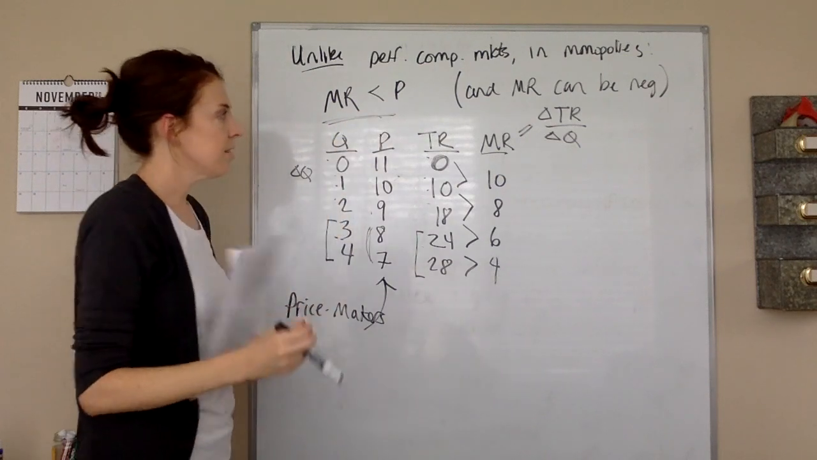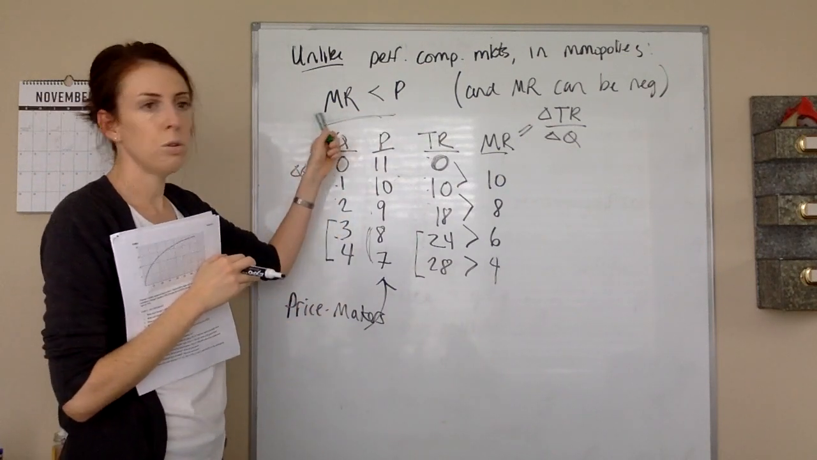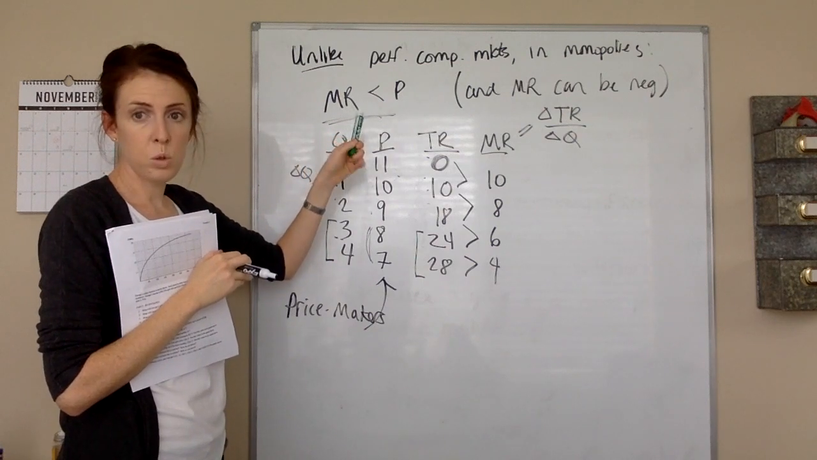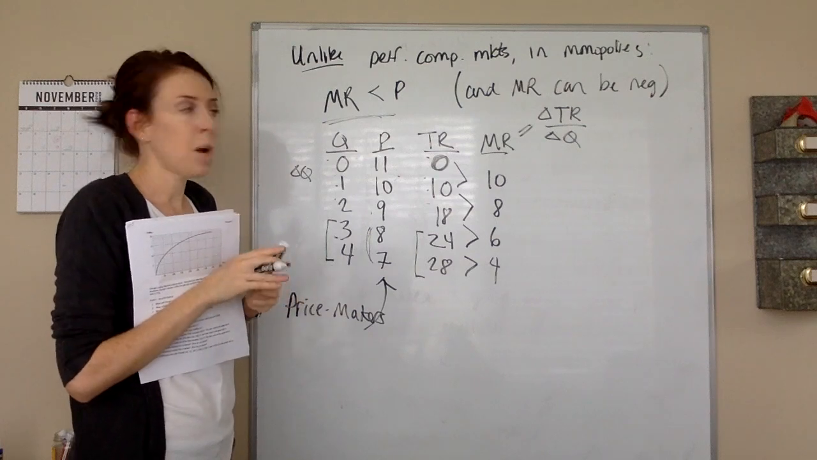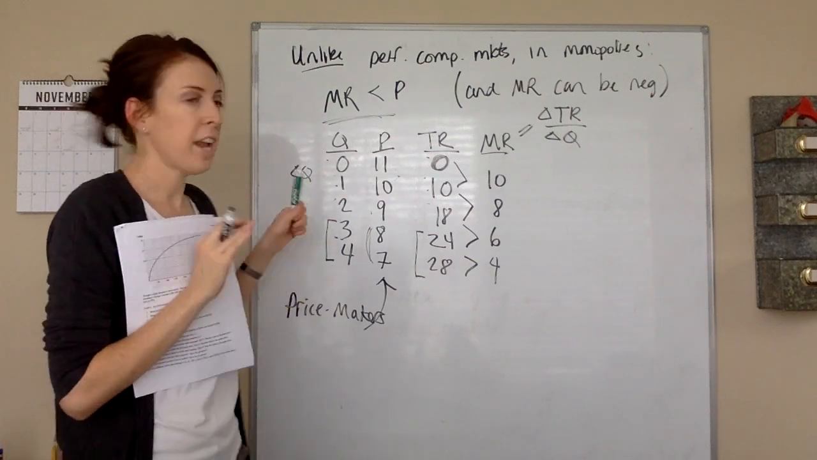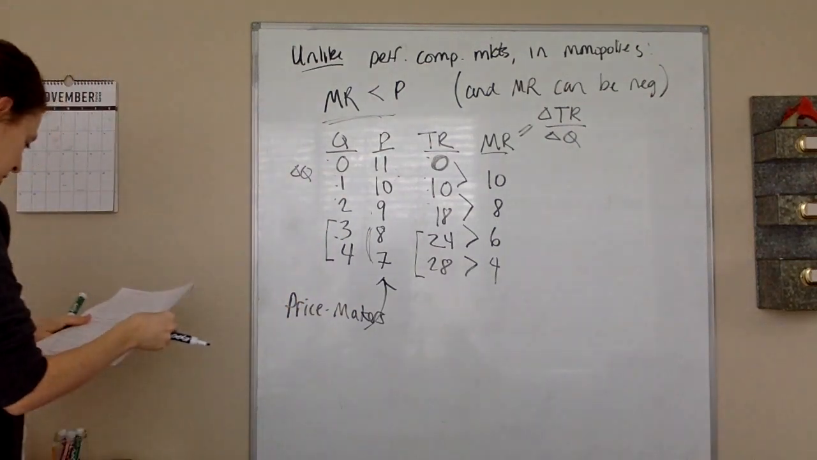And again, the reason that we get marginal revenue not being equal to the price, which was the name of the game in perfect competition, is because in the world of monopolies, monopolies are price setters, and that changes the relationship between the price and the marginal revenue.